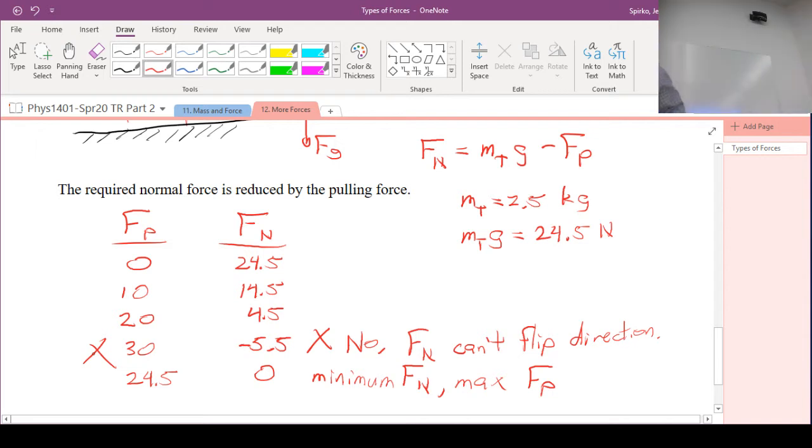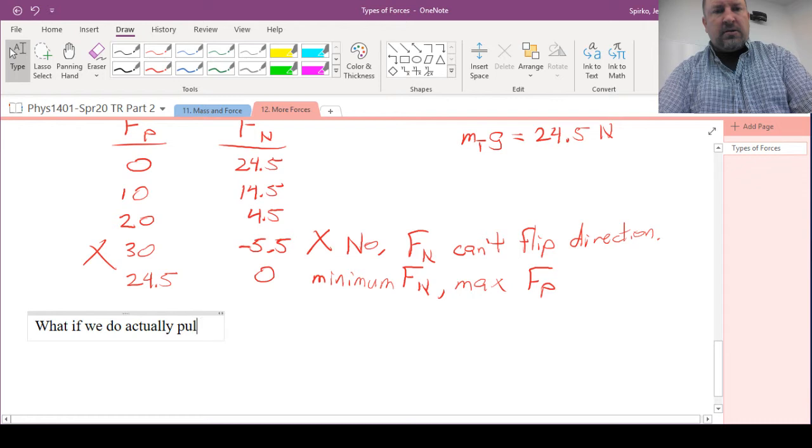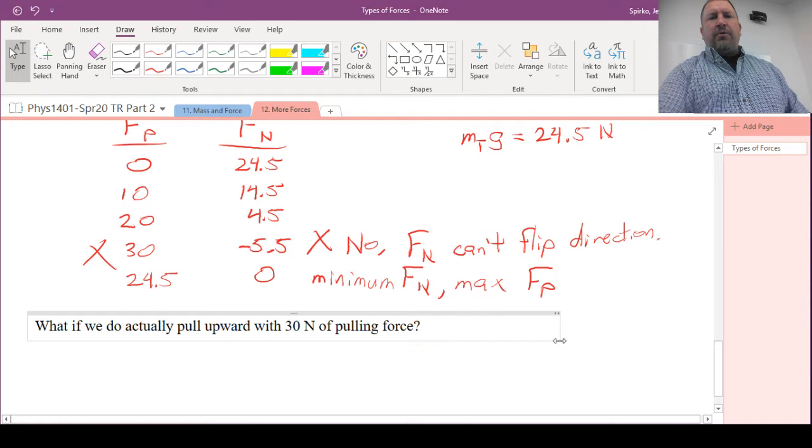Now, we're allowed to pull with 30 newtons of force on this object. It's not that that's forbidden. It's just that our model doesn't allow a normal force in that case, because the normal force can't go negative. So, what happens if we do pull upwards with 30 newtons of pulling force?